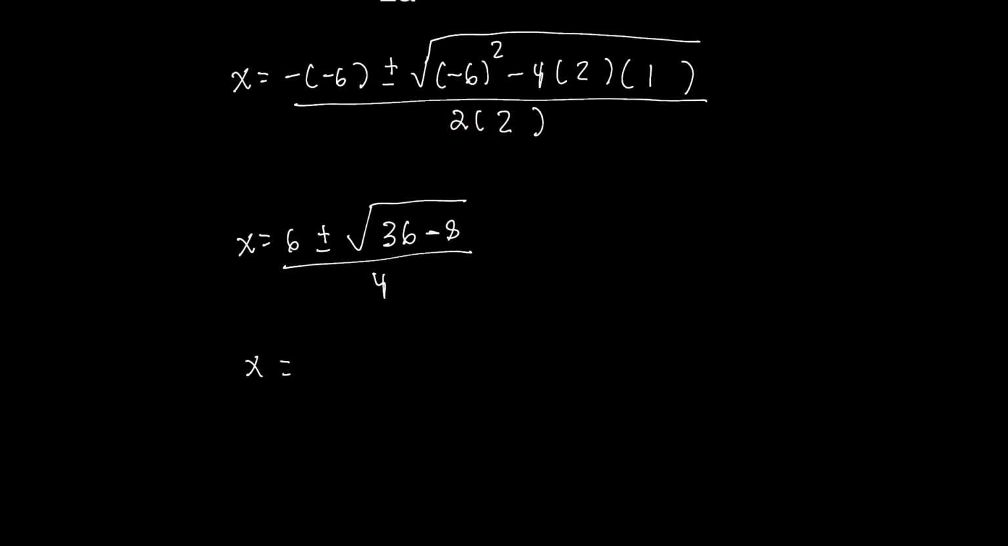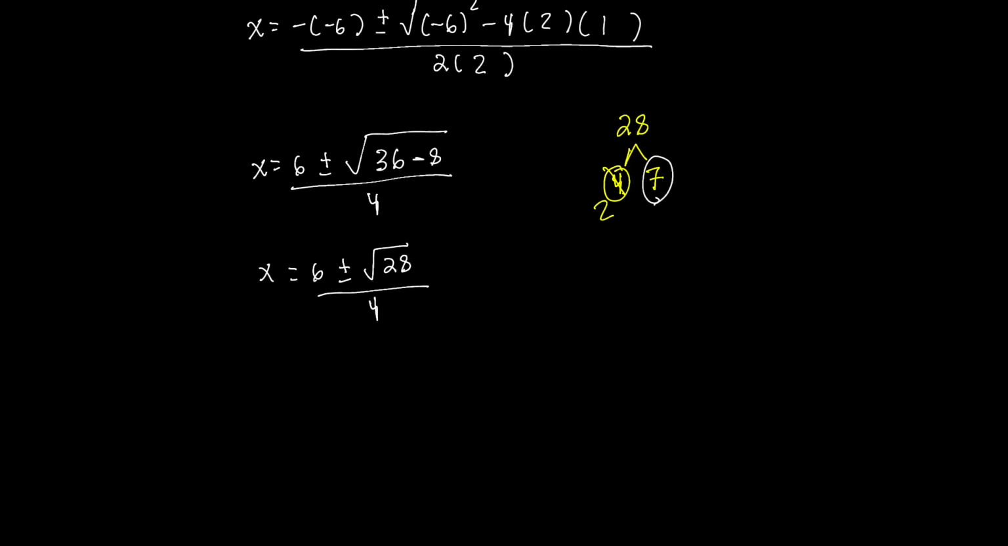So now we get that x is equal to 6 plus or minus the square root of 28, since 36 minus 8 gives me 28. Now 28 is not a perfect square, but we can simplify the radical expression by getting the prime factorization. So I'm going to try and get the perfect squares. Here I get 4 times 7. 7 is already prime, and 4 is a perfect square. The square root of 4 is 2.